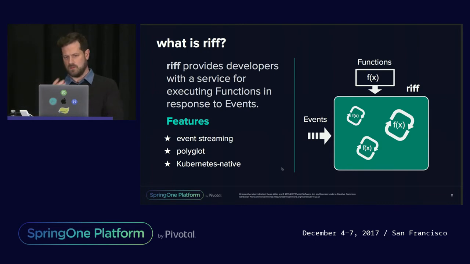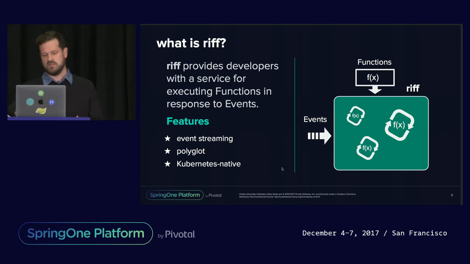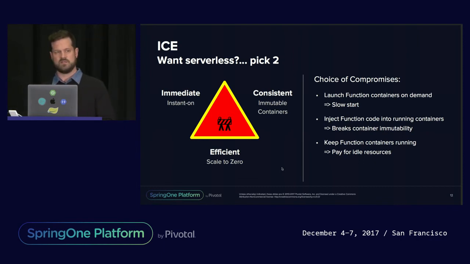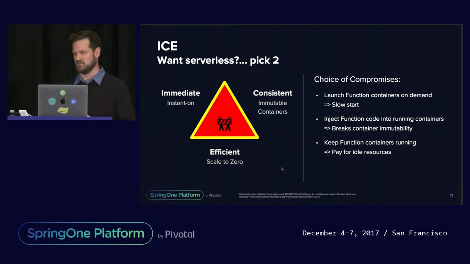Right. So as I did point out this morning, the goal with this is to allow developers to focus on functions and their event topics. And one of the things that we recognized when we started exploring the space is that there seem to be trade-offs that you need to be able to make based on whether you are more concerned about latency or you're more concerned about resource utilization and so on. So we came up with this idea of ICE, similar in some ways to the CAP theorem, but I don't want to go too far with that.